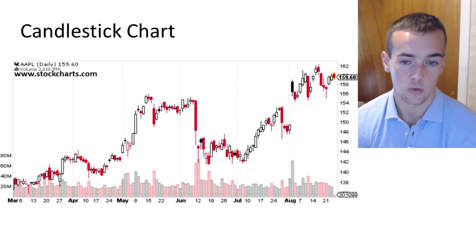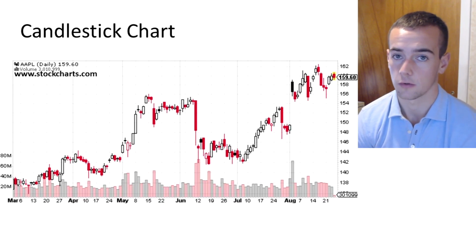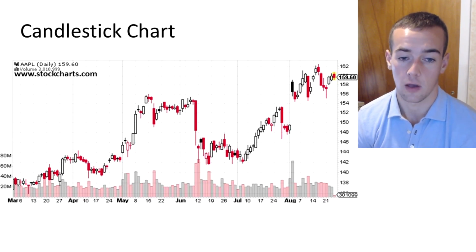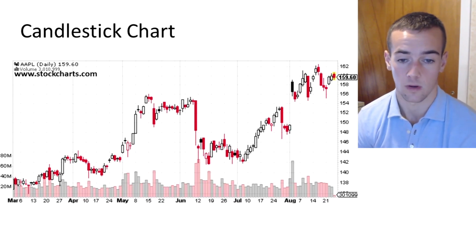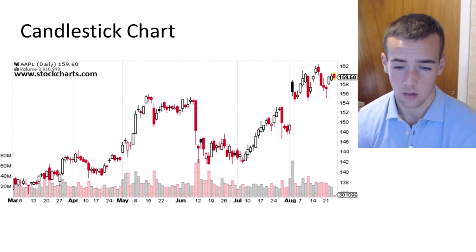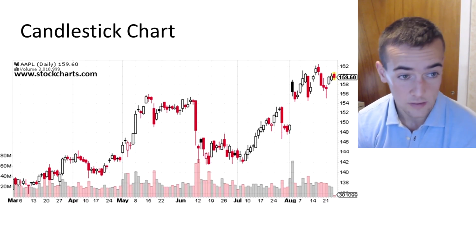So let's take a look at a few examples here. First of all, we're going to talk about this later, but those bars on the bottom are volume. That shows the trading volume of that stock, and obviously the black is when the price movement is up, and the red is when the price movement is down. A lot of people refer to that as up volume versus down volume. We're going to cover volume later on, but I just wanted to tell you what that was.